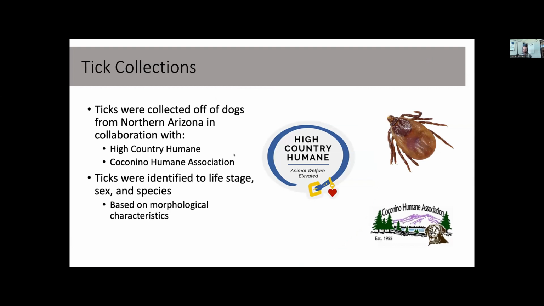To do this, we collaborated with High Country Humane and Coconino Humane Association to collect ticks off of dogs on intake. These dogs came from various locations throughout northern Arizona. The ticks were then brought back into our labs at TGen, and we identified them to life stage, sex, and species based on their morphological characteristics.